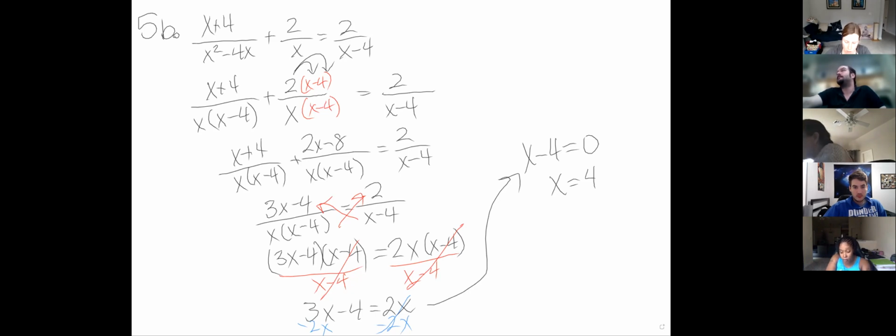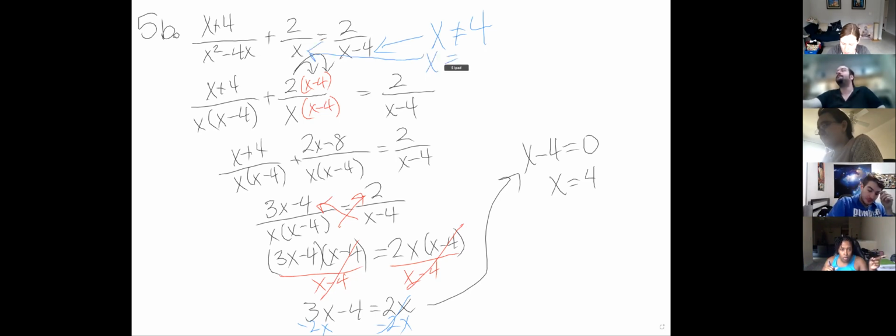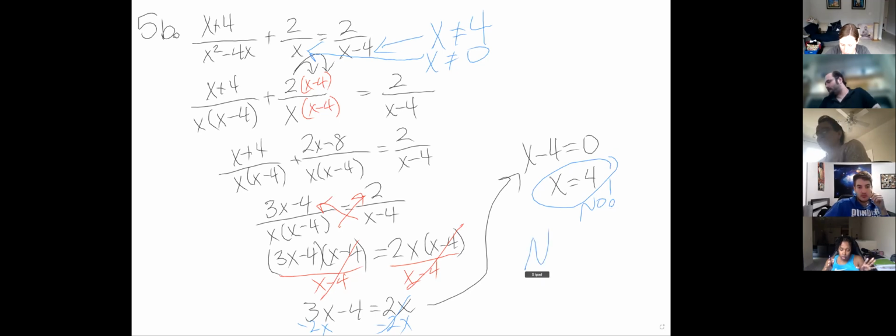Okay, so you got x equals 4. But can x equal 4? No, it can't, because at the beginning we say over here, from this denominator, x cannot equal 4. And then from this denominator, x cannot equal 0. So that means this is not true. There's no true solution.